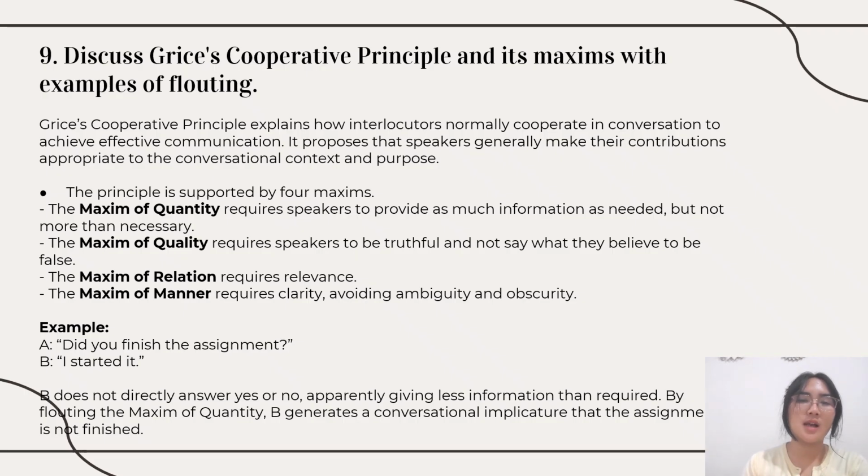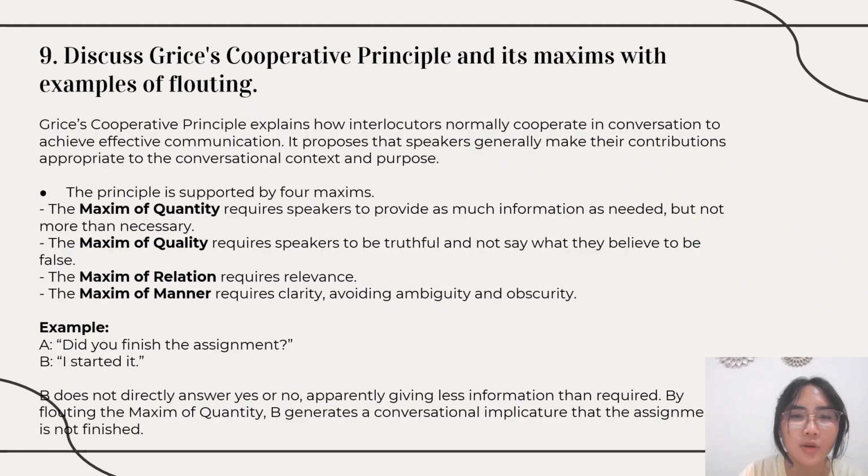The next is discuss Grice's cooperative principle and its maxim with example of flouting. Grice's cooperative principle explains how interlocutors normally cooperate in conversation to achieve effective communication. It proposes that speakers generally make their contributions appropriate to the conversational context and purpose.